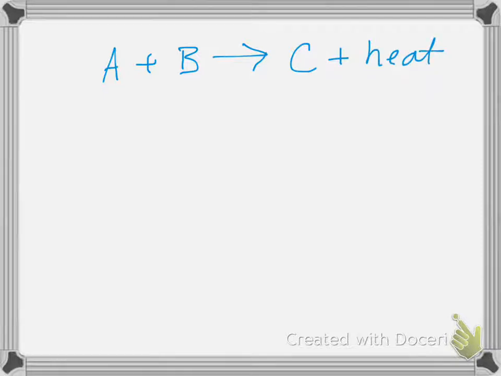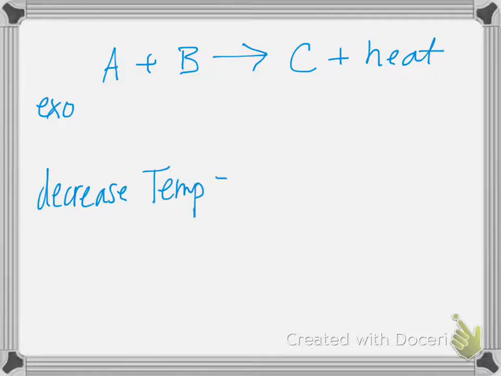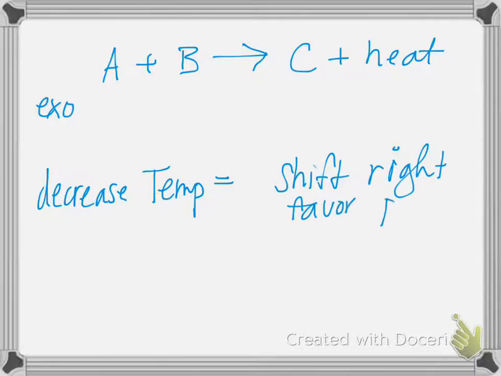Okay, so I'm just going to do a pretend equation. I'm going to say A plus B yields C plus heat. Since heat is appearing as a product, we have an exothermic reaction. So now if I were to decrease temperature, which way would it shift? It would shift to the right because it's going to shift toward the heat. So this would shift right, and I would favor products, meaning I would make more concentration of C.